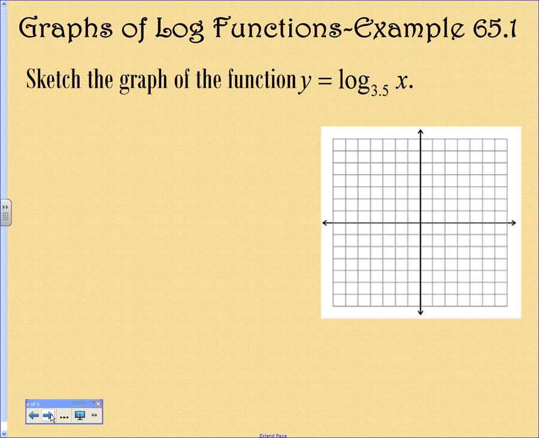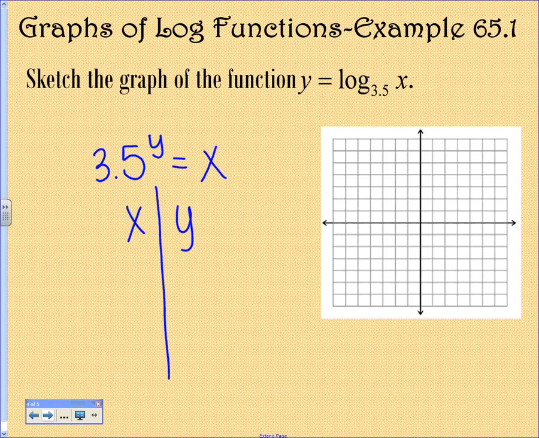So what would it be in exponential? 3.5 to the y equals x. Yeah. So now what numbers are we going to be plugging in? For x or for y? Y for y. It makes sense, right? Okay, so what numbers do you want to plug in for y?